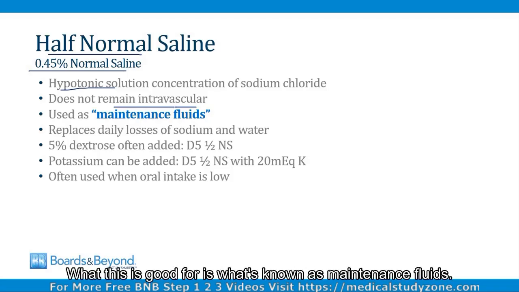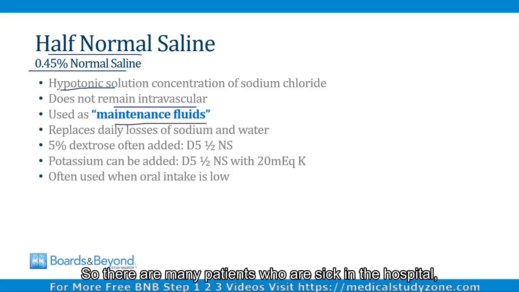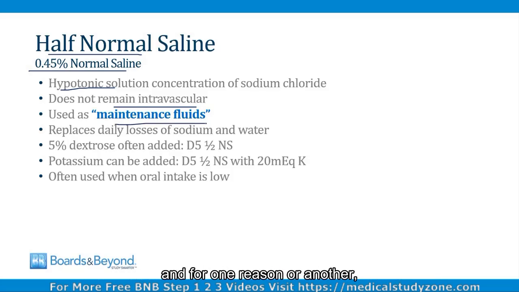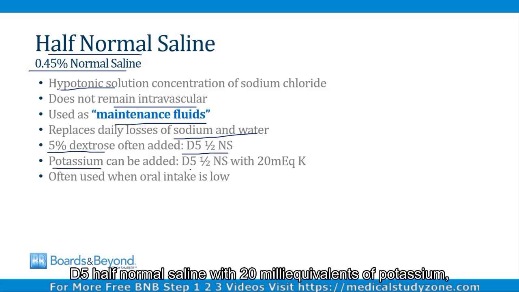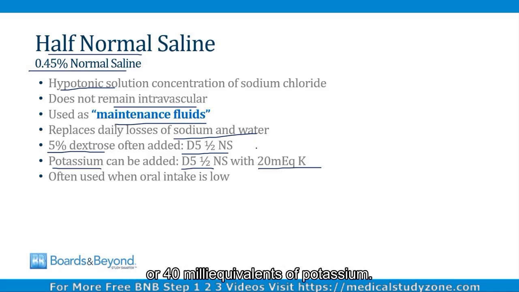What this is good for is what's known as maintenance fluids. So there are many patients who are sick in the hospital, and for one reason or another they cannot eat and drink normally. So by infusing half normal saline, you replace their daily and sensible losses of sodium and water. Sometimes 5% dextrose is added to it. When this is done, it's sometimes called D5 half normal saline. And sometimes potassium is added, and when this is done, it can be called D5 half normal saline with 20 milliequivalents of potassium or 40 milliequivalents of potassium.